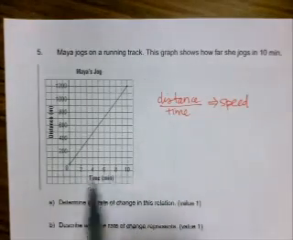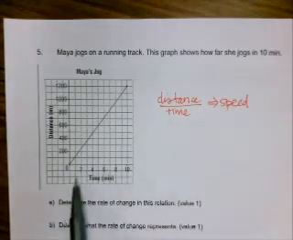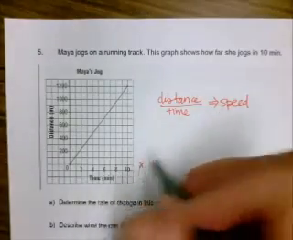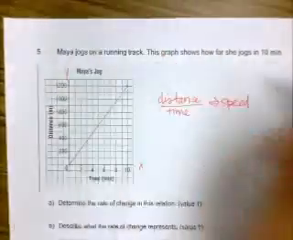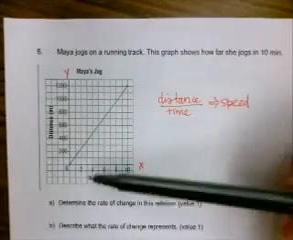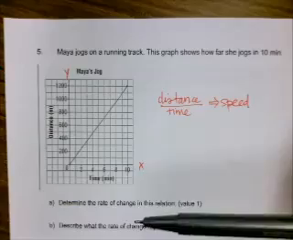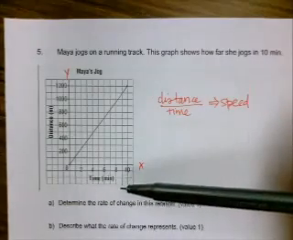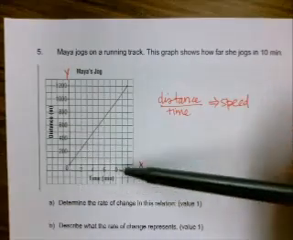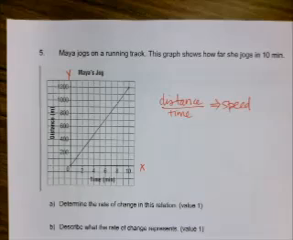So anytime you have distance and time, time we'll always find is going to be on the x-axis, and then the distance will always be here on the y. And that's because time is your independent variable. You can't control time, right? Time is independent, and then the distance will depend on how much time somebody has gone.